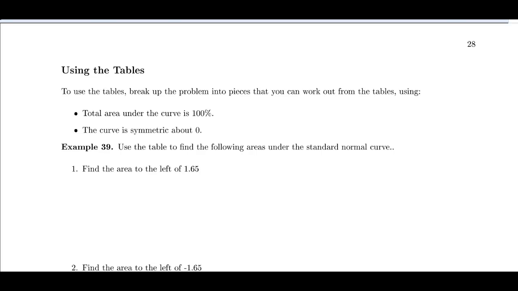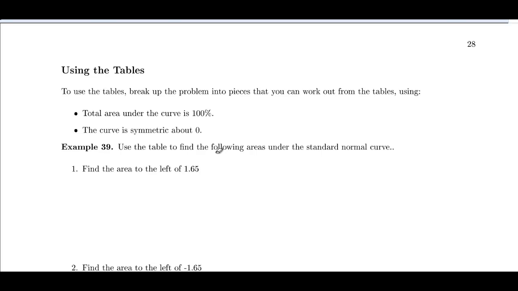Let's practice now actually using our table. To use the table, we're going to break the problem up into pieces that you can work out from the tables using these two rules. The first one is that your total area under the curve is 100%, so all your areas have to add up to 100%. The second is that the curve is symmetric about 0. So we'll talk about how to use both of these.